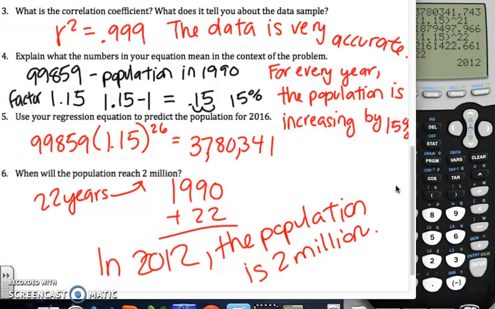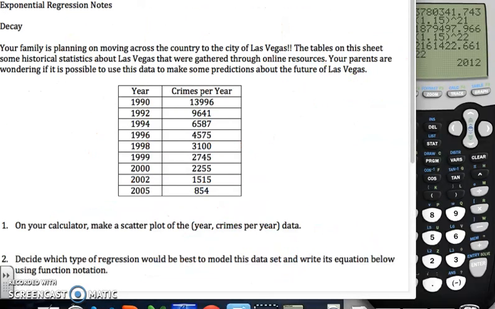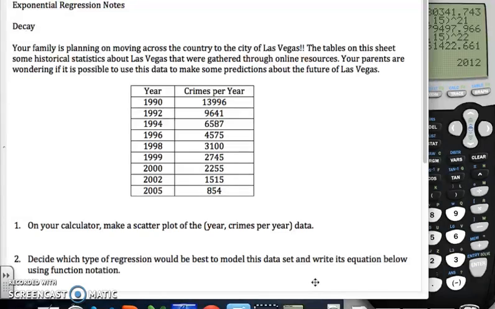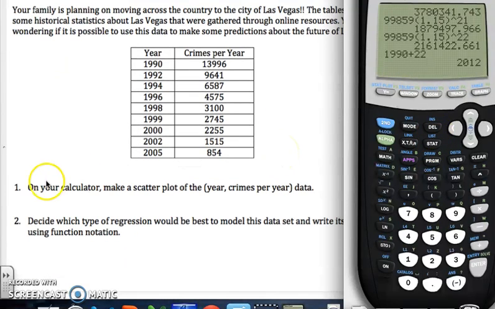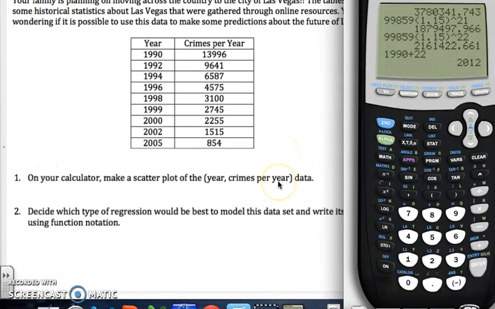Okay. All right, let's talk about decay now. So turn it over. So here is some problems on exponential decay. So again, we've got the same amount of years that we had before, but now we're going to be talking about crimes happening per year. So I noticed that those numbers are going down, so it's probably going to be decay. But we need to type that in our calculator to get an equation.